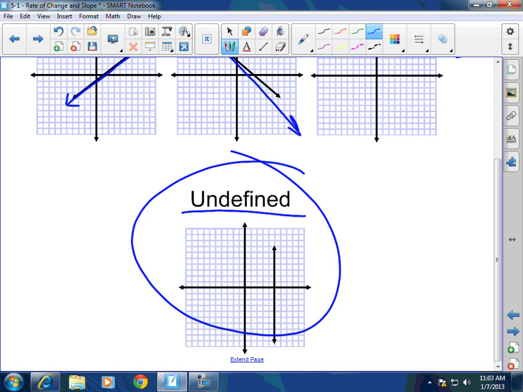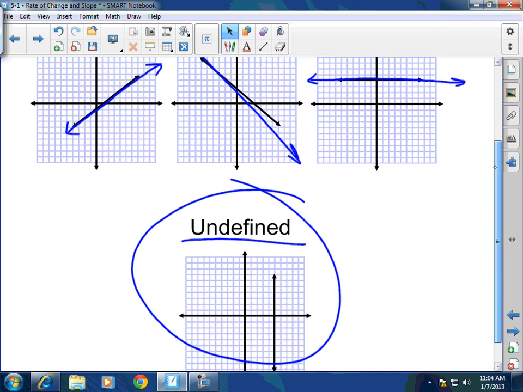Okay? So 4 types of slope. If my line is going up from left to right, I have a positive slope, a rise over run. If my line is going down from left to right, I have a negative slope. That's a fall over run. If I have a straight horizontal line going through one particular y value, that's a zero slope. And if I have a line going through one particular x value, that's an undefined slope. Does that make sense? Yes. Okay.